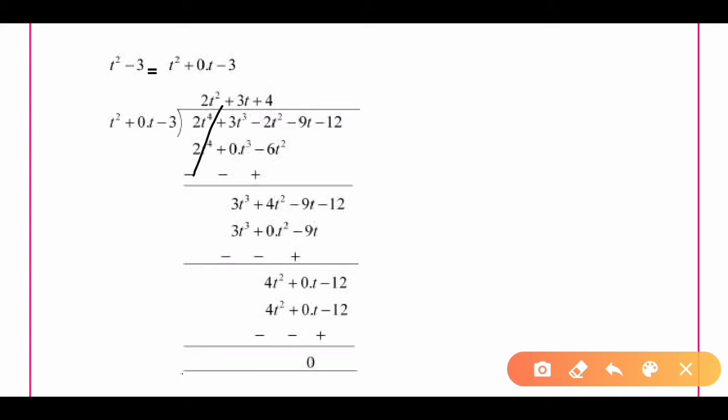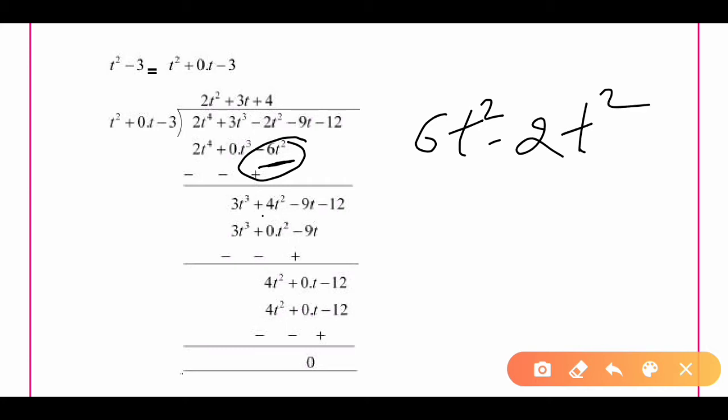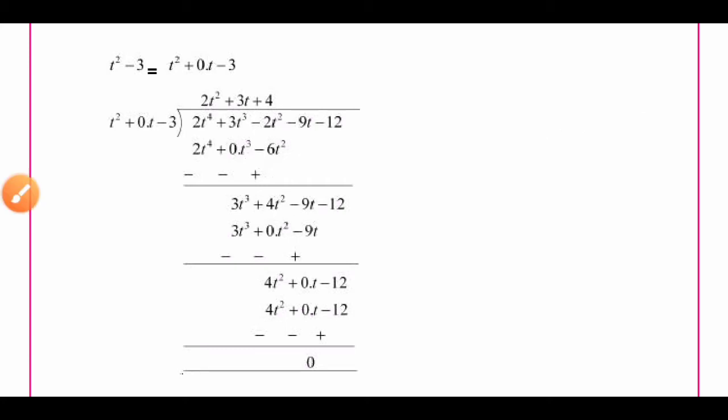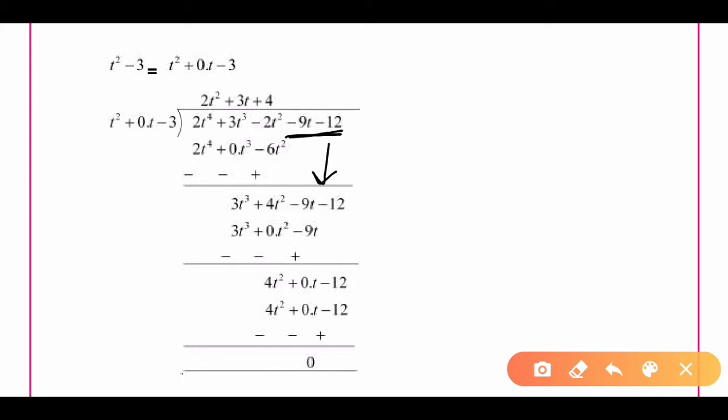So this one will be cancelled out and here we will get 3t cube and this one is positive 6t square. 6t square minus 2t square will get 4t square. Clear? And the remaining terms, minus 9t minus 12, we will replace as it is.